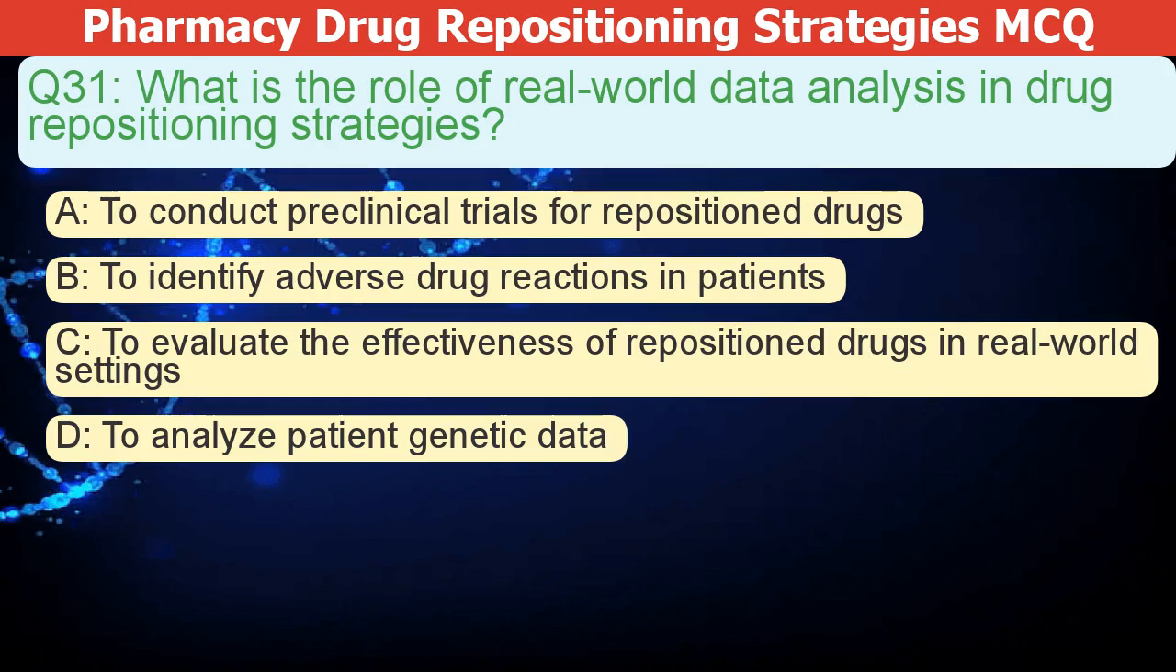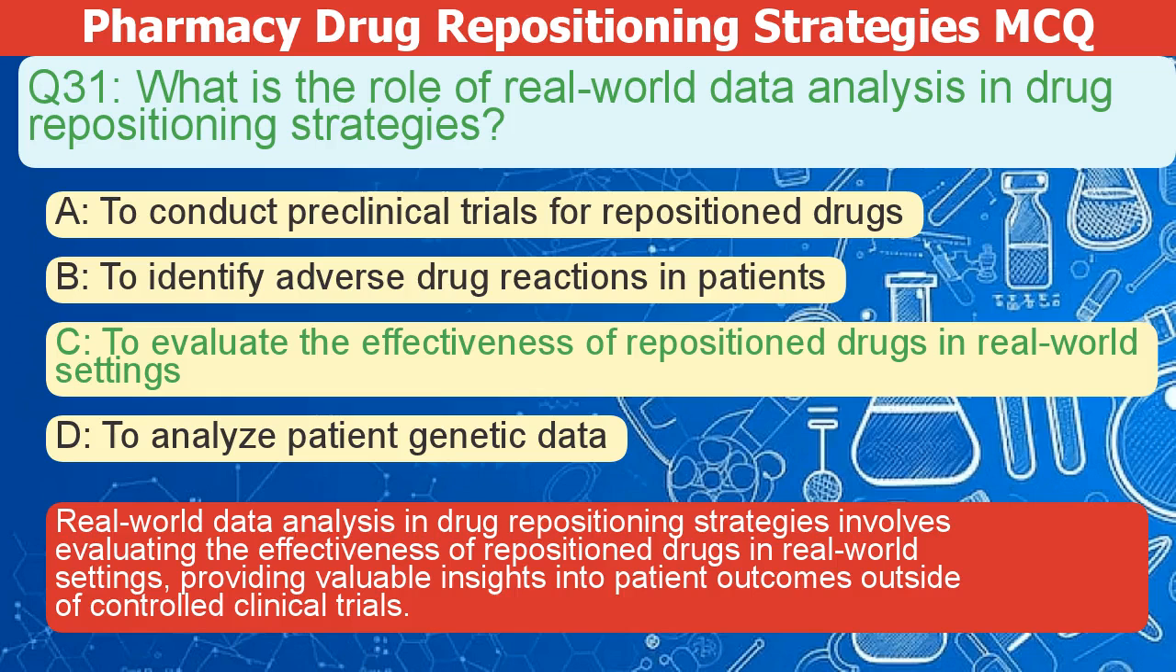What is the role of real-world data analysis in drug repositioning strategies? A. To conduct preclinical trials for repositioned drugs. B. To identify adverse drug reactions in patients. C. To evaluate the effectiveness of repositioned drugs in real-world settings. D. To analyze patient genetic data. The correct answer is C.